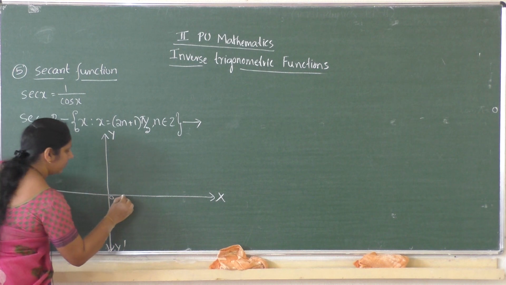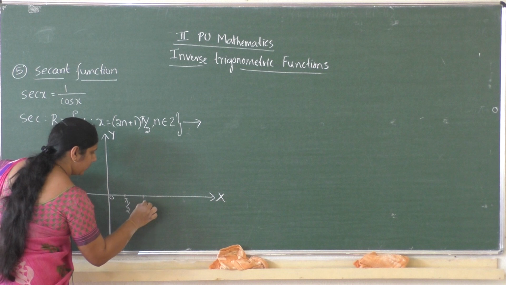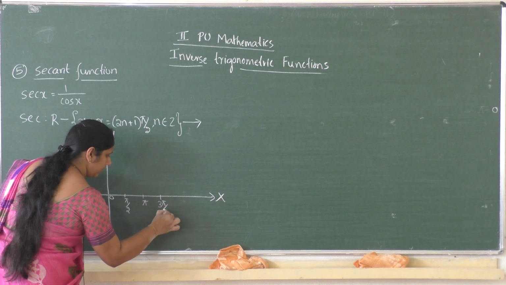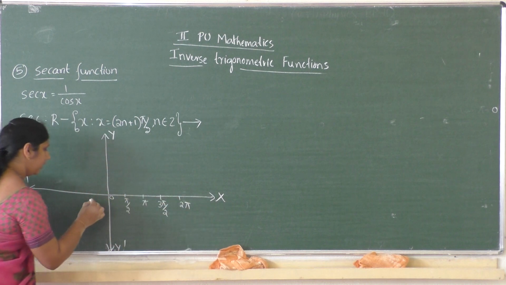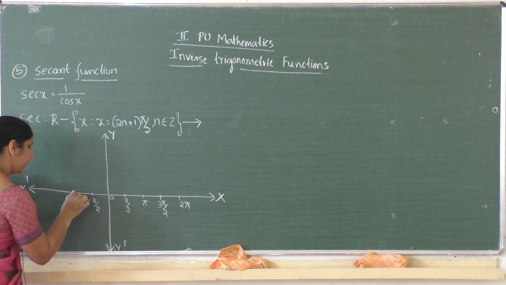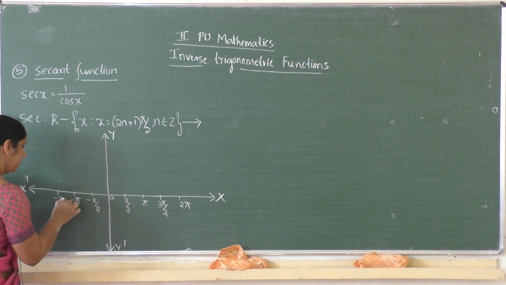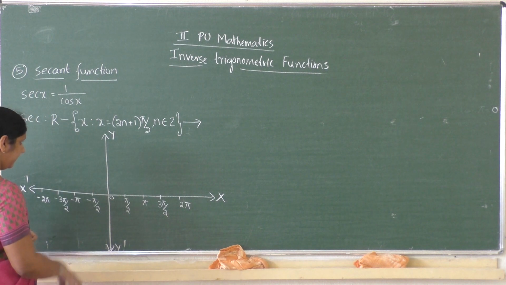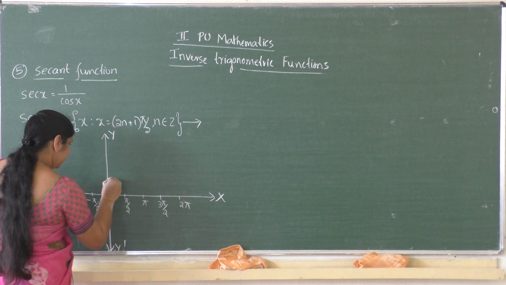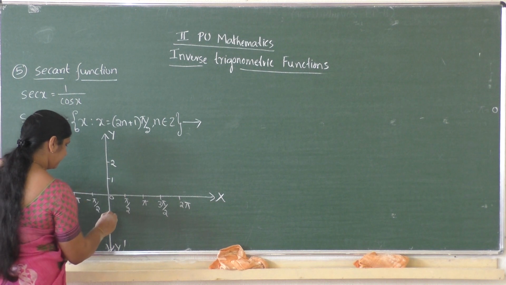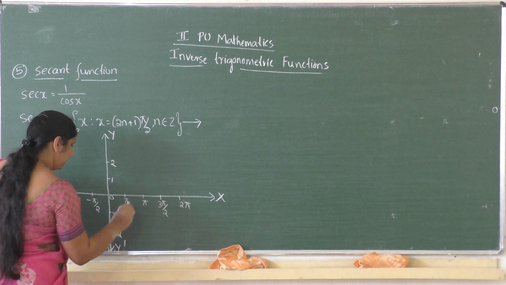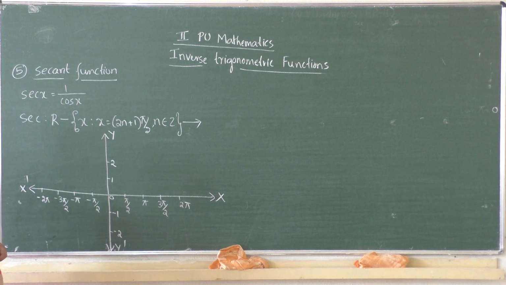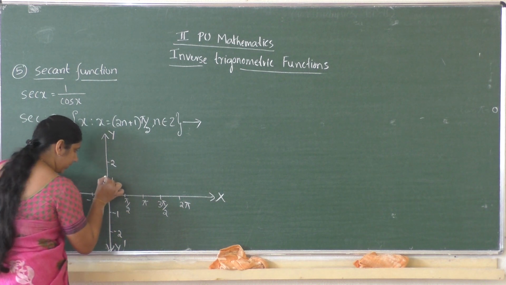See, along x-axis we have to write the radian measures pi by 2, pi, 3 pi by 2, 2 pi. Here minus pi by 2, minus pi, minus 3 pi by 2, minus 2 pi, and along y-axis 1, 2, here minus 1, minus 2. Now what is the value of sec 0? We know that cos 0 is 1, right? So sec 0 is also 1.